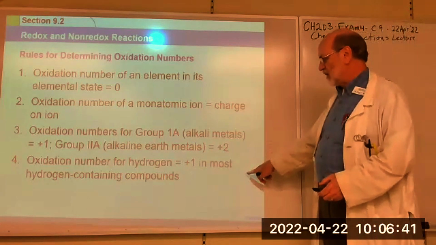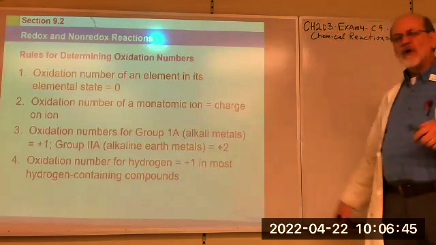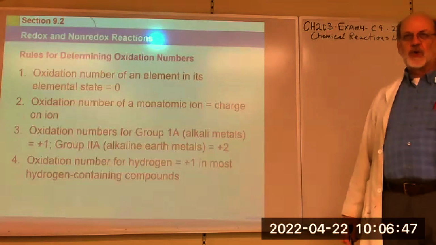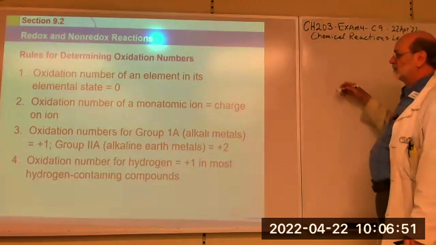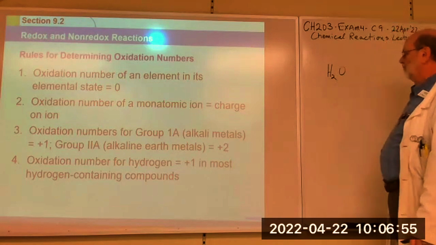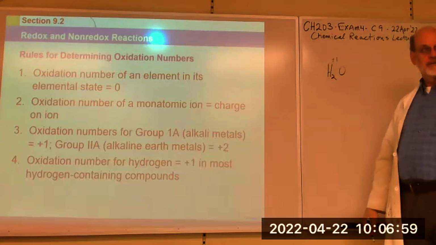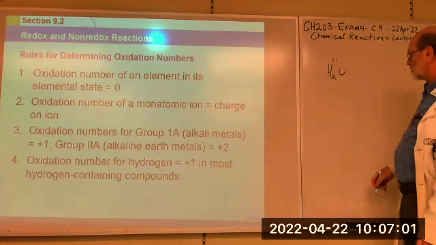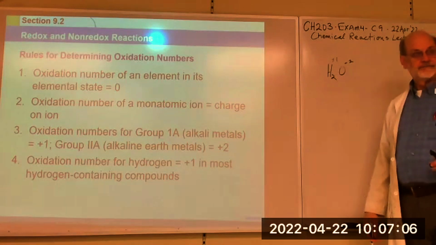Well, let's move to hydrogen. Hydrogen in most compounds is a +1. So if we were saying water, then we would give hydrogen a +1 oxidation number. And oxygen would be -2.